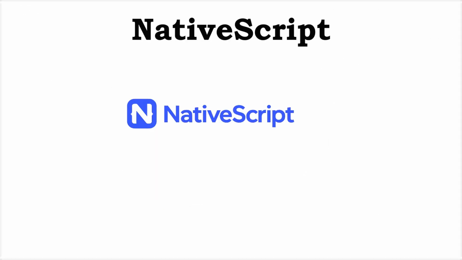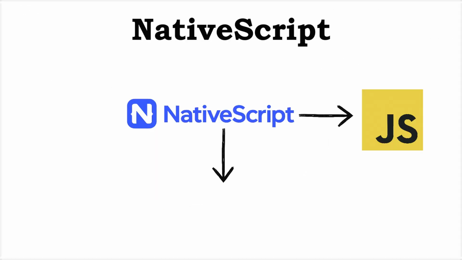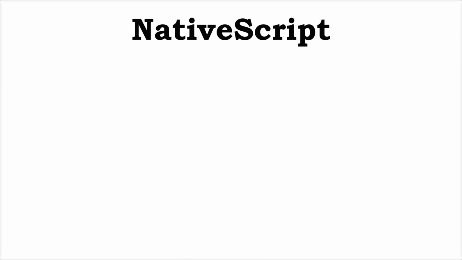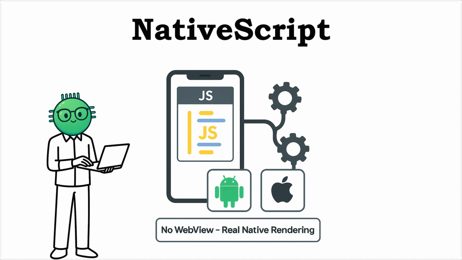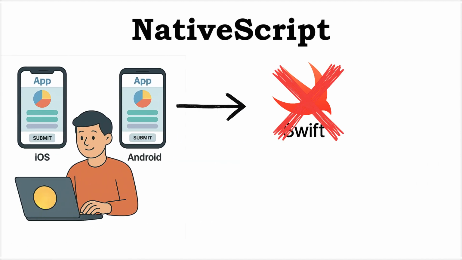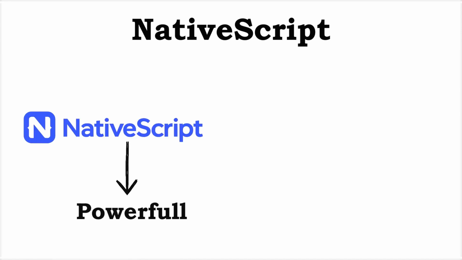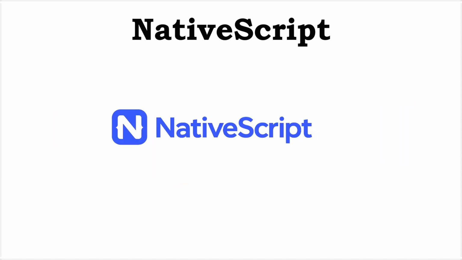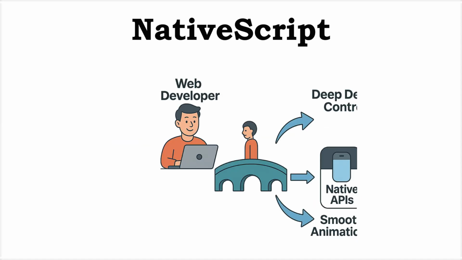NativeScript. NativeScript lets you use JavaScript, TypeScript, or Angular to build truly native apps. It doesn't use web views. Everything is rendered using native APIs. So you get native performance, but without needing Swift or Kotlin. It's a powerful concept, but less popular than Flutter or React Native. And the community is smaller. Good choice if you love Angular or want close to native control with web skills.